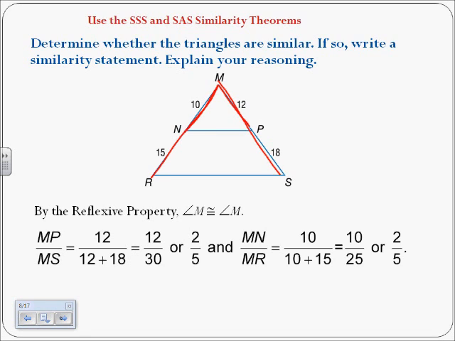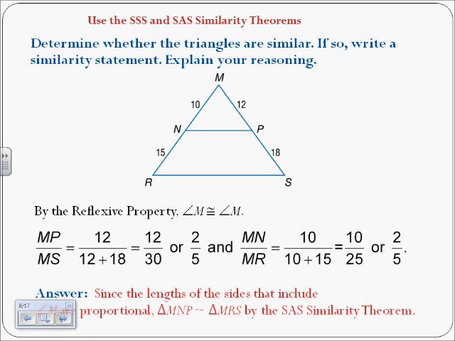Using that statement and the fact that I have a congruency of angles M and M, I can state that the two triangles are similar by the side-angle-side similarity statement. And my similarity statement would be that triangle MNP is similar to triangle MRS. So again, we've used side-side-side, side-angle-side similarity statement, and angle-angle-angle similarity statement.